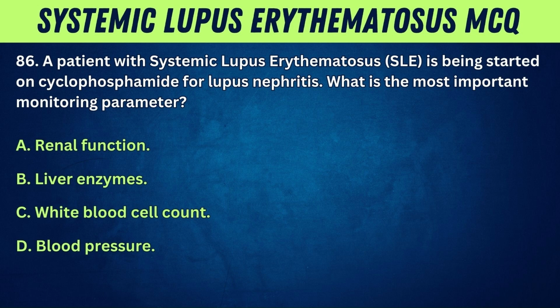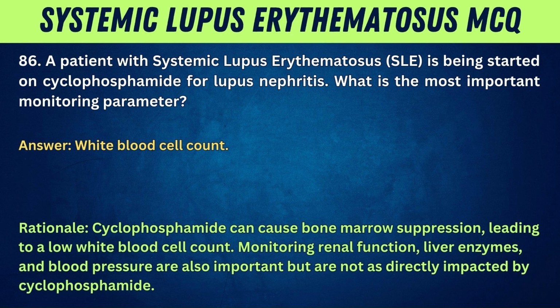86. A patient with systemic lupus erythematosus, SLE, is being started on cyclophosphamide for lupus nephritis. What is the most important monitoring parameter? A. Renal function. B. Liver enzymes. C. White blood cell count. D. Blood pressure. Answer: white blood cell count. Rationale: cyclophosphamide can cause bone marrow suppression, leading to a low white blood cell count. Monitoring renal function, liver enzymes, and blood pressure are also important but are not as directly impacted by cyclophosphamide.